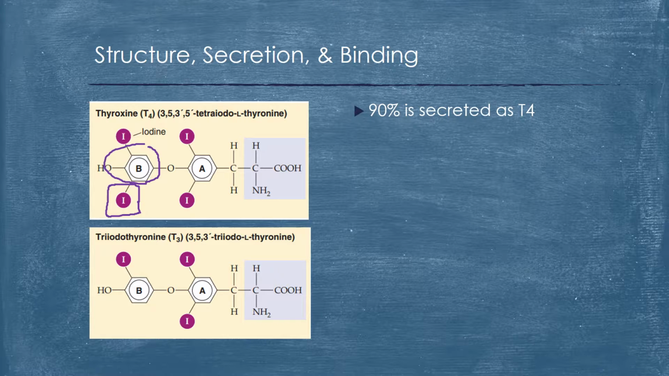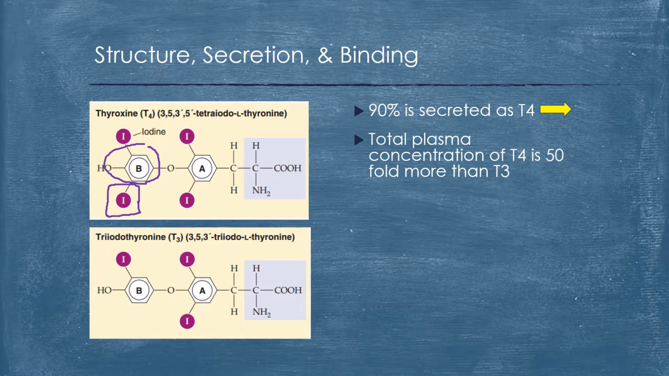What is secreted from the thyroid gland, 90% is secreted and synthesized as T4, or thyroxine. This results in the total plasma concentration of T4 being 50-fold more than T3. This is the total.